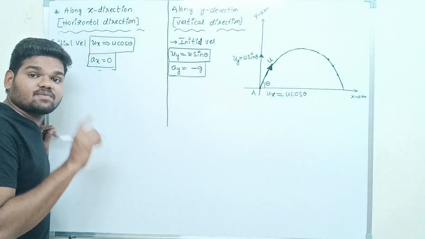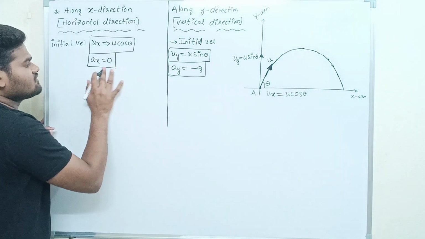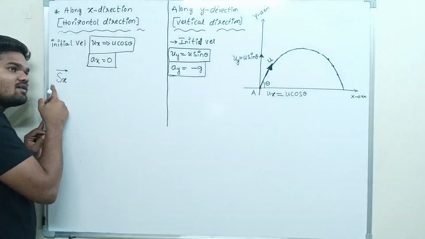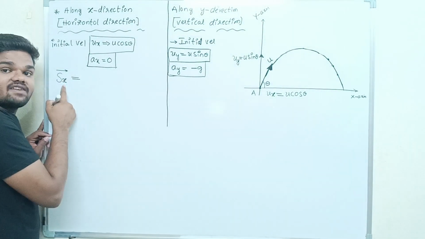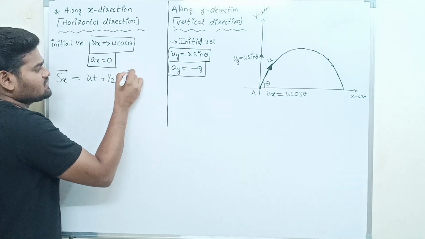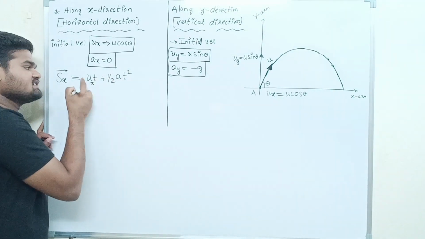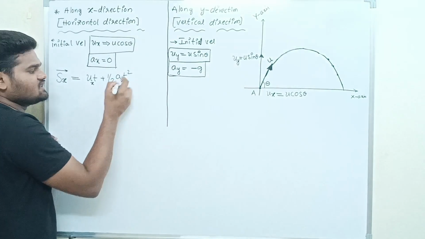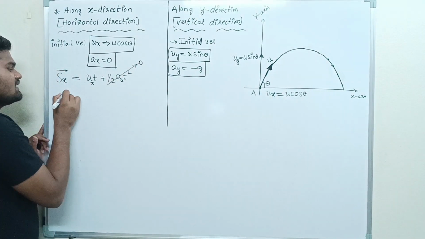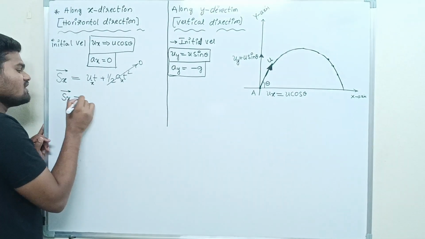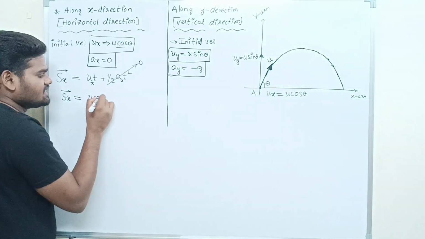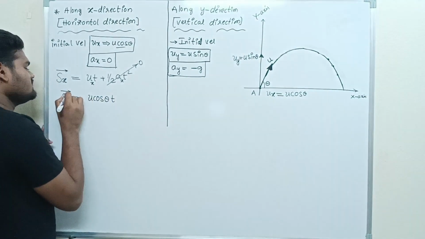Now I want to find the displacement of the object along x direction. So what do I have to find? Displacement of the object. Let Sx be the displacement of the object along x direction. So we have the equation of motion: Sx equals ut plus half at square. The displacement is along x direction, velocity along x direction, and acceleration along x direction is 0. Then Sx, the displacement of the object along x direction, equals ux t. What is the value of ux? u cos theta into t.